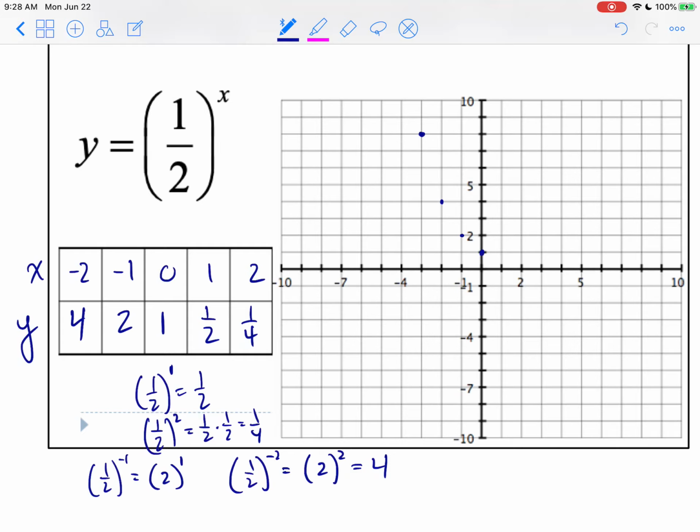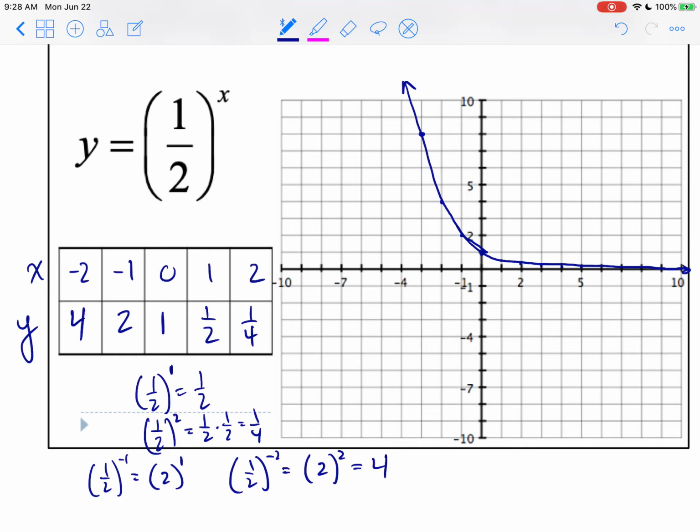And then when I plug in 0, I get 1, and then I get a half, and then a quarter, and then an eighth, and then a 16th, and a 32nd. Again, it gets so small so quick, it's hard to even draw it without looking like I'm on the x-axis itself. Okay. And so we still have this horizontal asymptote at y equals 0 when I graph this.